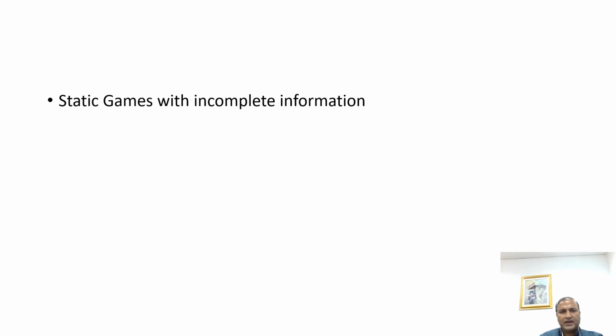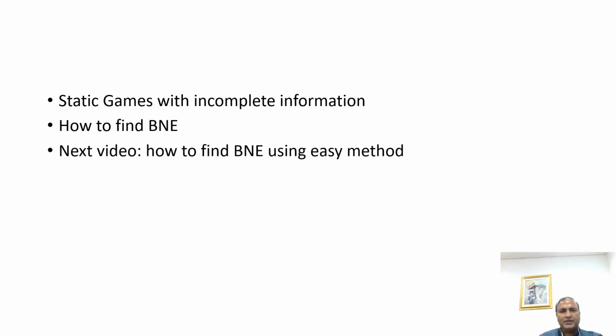In this video I introduced you to static games with incomplete information, and I also explained how to find Bayesian Nash equilibrium. But this method of finding Bayesian Nash equilibrium was a bit difficult, because you have to think about many possibilities. In the next video, I will show you how to find Bayesian Nash equilibrium in an easy way.